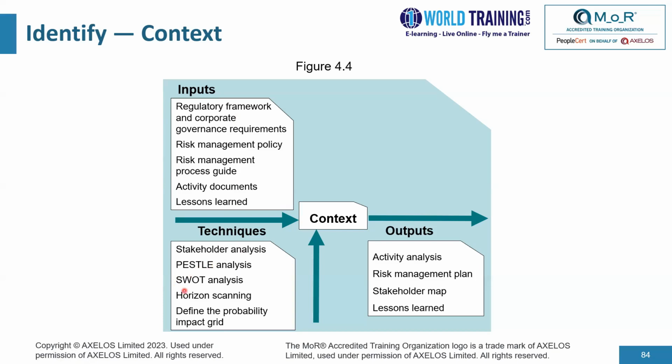Then we might want to do a bit of SWOT analysis, identify the strengths and weaknesses of the organization. What are the opportunities and threats? Horizon scanning and defining the probability and impact grid are some of the techniques that we use. And we come out with a series of outputs. We come out with an activity analysis, a plan for the particular activity, a stakeholder map document, and the lessons learned.